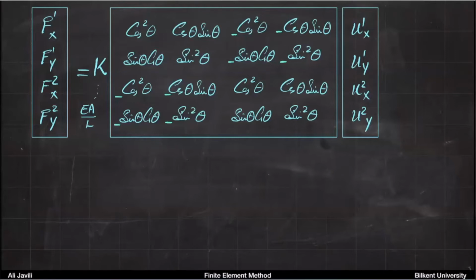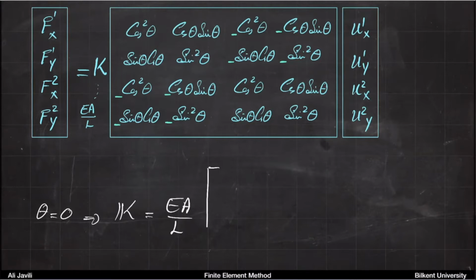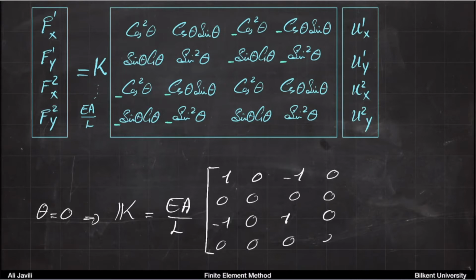All right, so let's think about a few simple examples. Let's say theta is 0, and I think of that stiffness. I will put this EA over L outside, if it's a truss structure. So we just saw that it's going to be something like 1 0 minus 1 0, 0 0 0 0, minus 1 0 1 0, 0 0 0 0. Okay, so this is for theta 0, for instance.